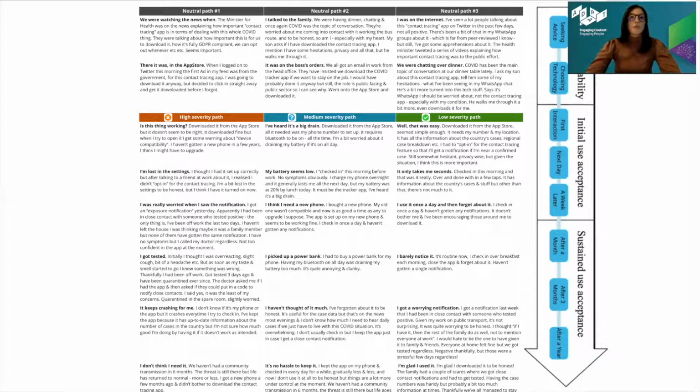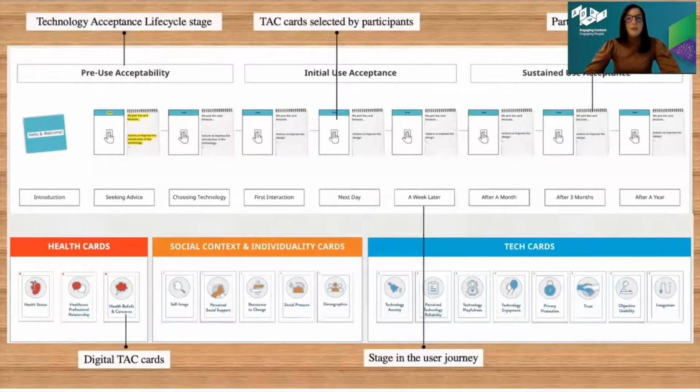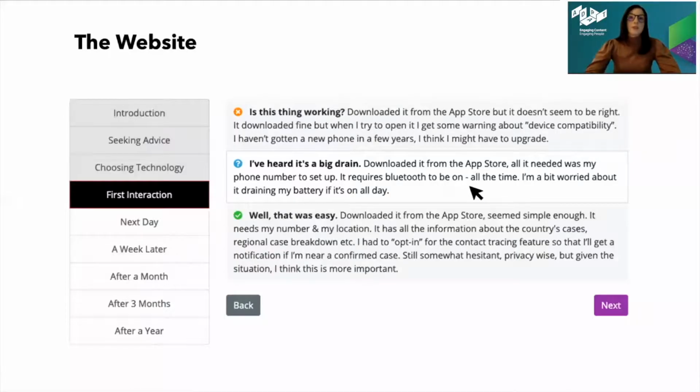To enable designers to work collaboratively with the TAC cards, we created the TAC Think Space, a virtual board on the Miro platform. Here, designers could select cards, place them against the temporal milestones, and take notes on the side. Finally, we developed a website so that designers could interact with the multi-choice scenarios.